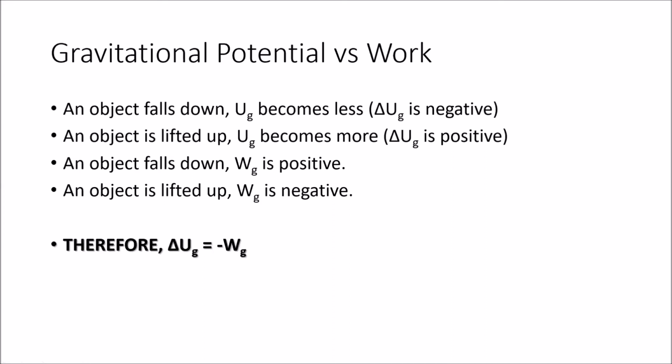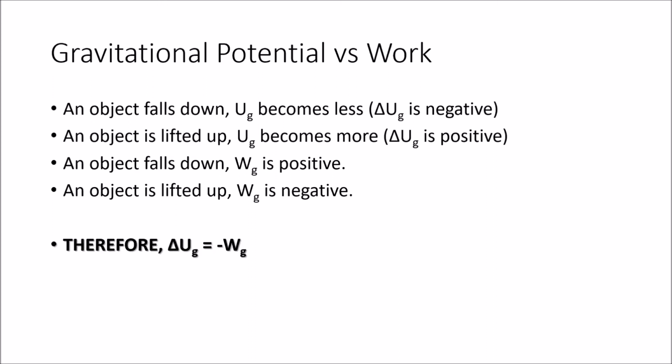Gravitational potential versus work. We see that as an object falls down, the gravitational potential becomes less because the equation was mgy. If you're reducing y, then Ug becomes less than it was. And so delta Ug is negative. If an object is lifted up, then remember the equation is mgy. M is positive, g we define as just positive 9.8. Y we're increasing, and so Ug becomes more positive.